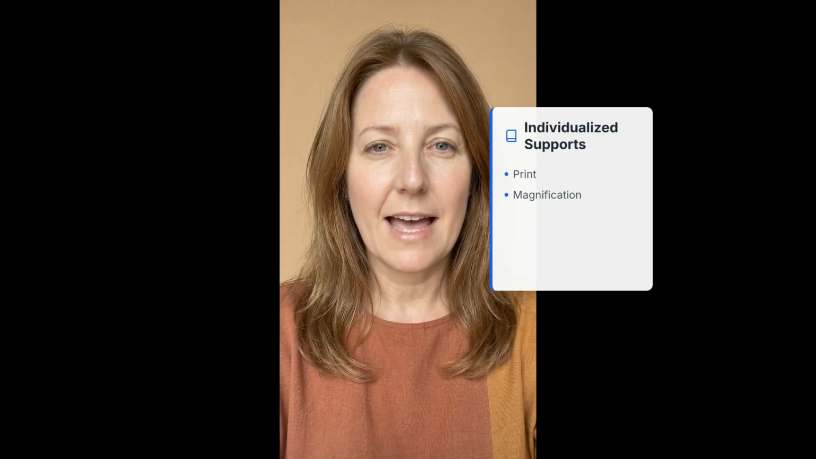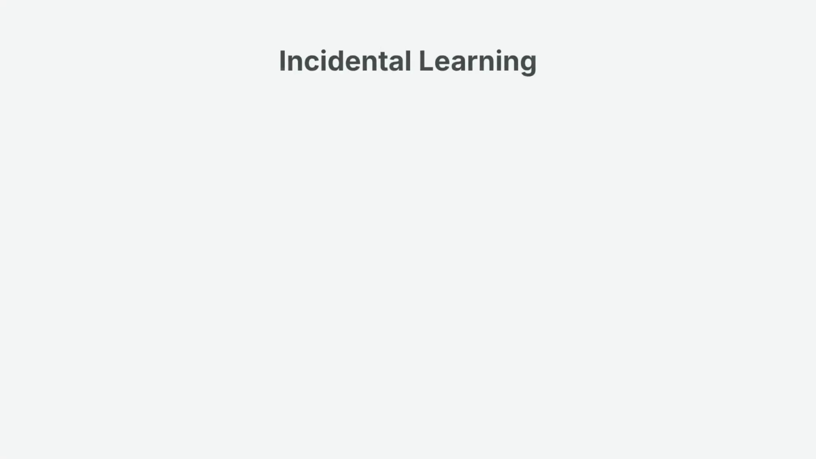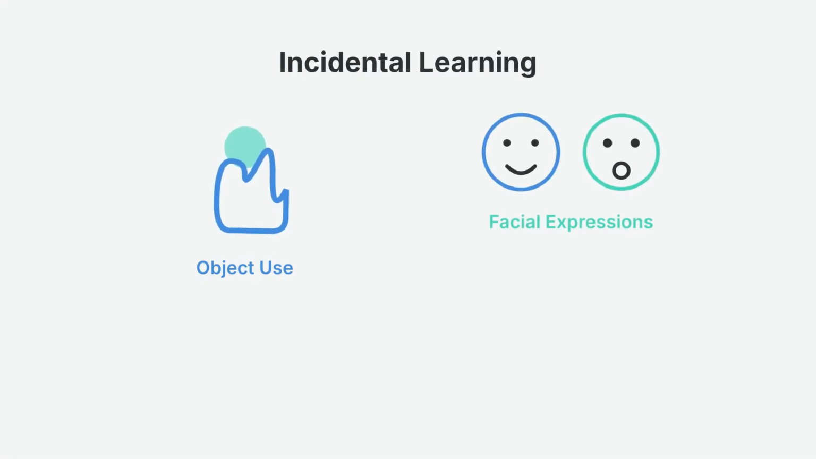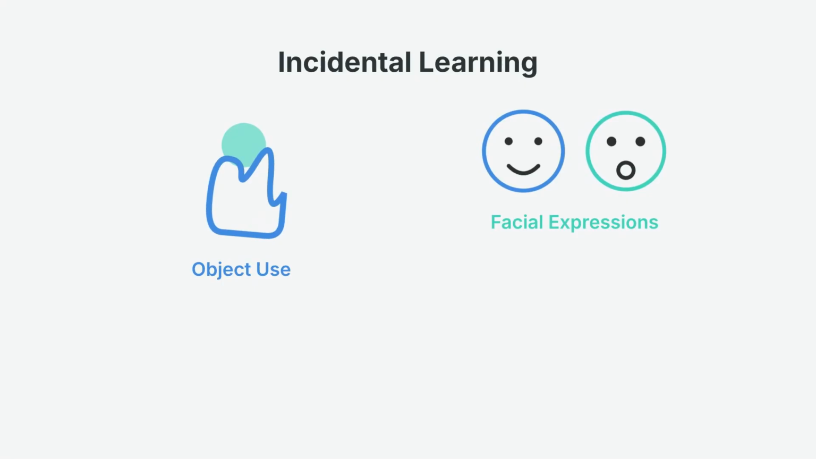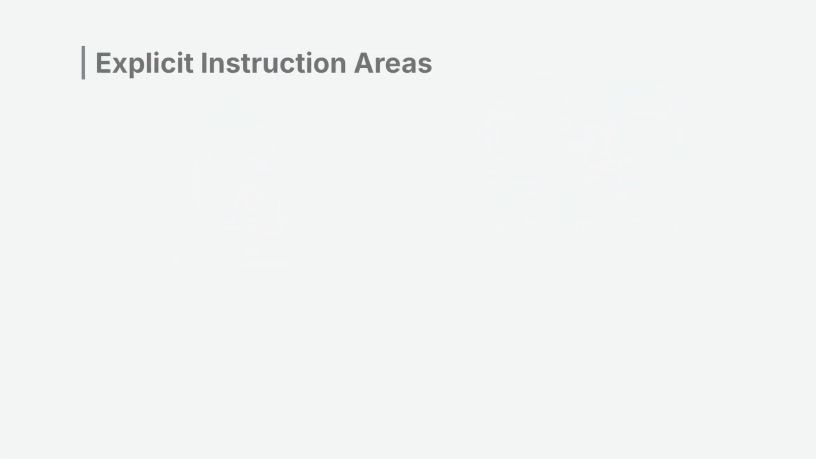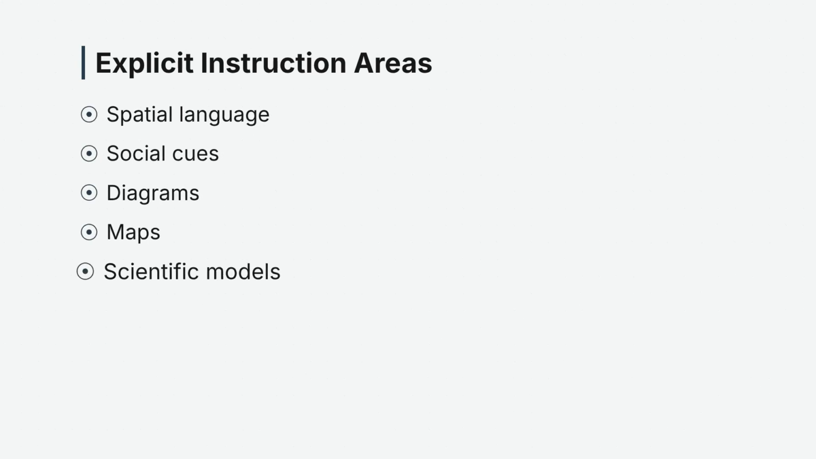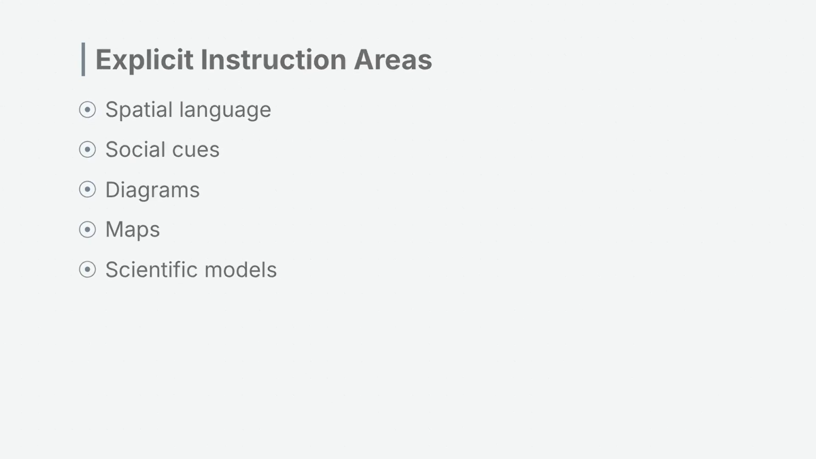One key idea is that vision supports incidental learning. Sighted children learn a great deal by watching what happens around them. They see how people use objects, how people move through space, what facial expressions mean, where materials are located, how far away something is, and how parts fit together. Students with visual impairments may need more explicit instruction in concepts that sighted peers pick up casually. This can include spatial language, object properties, orientation, social cues, diagrams, maps, scientific models, and functional life skills.